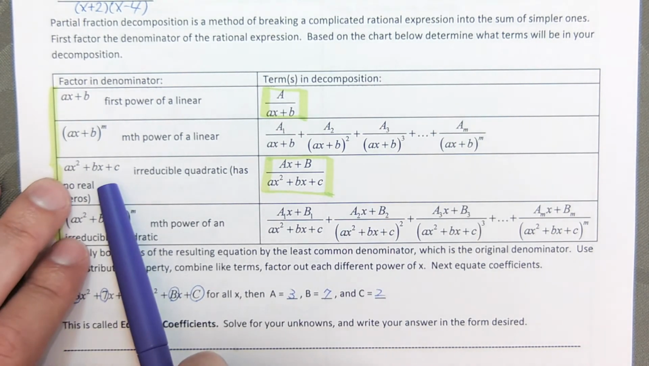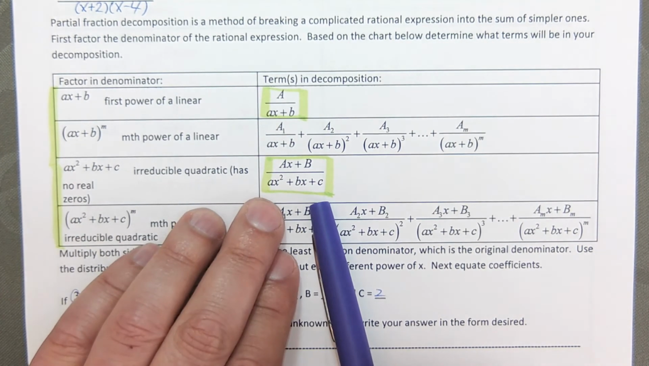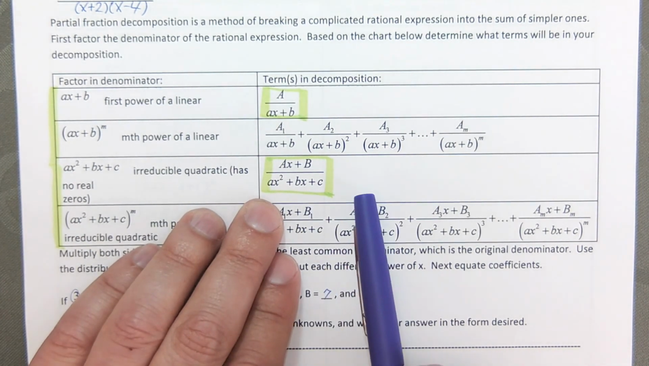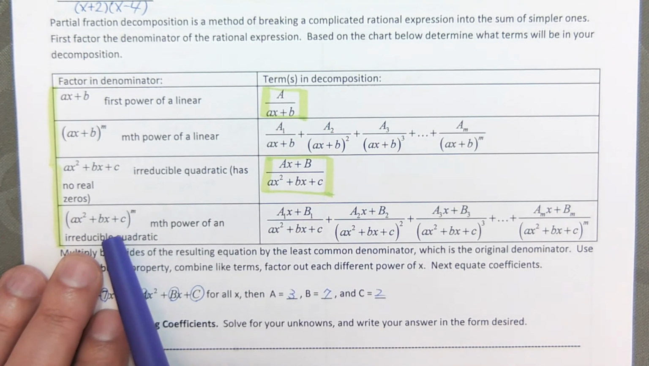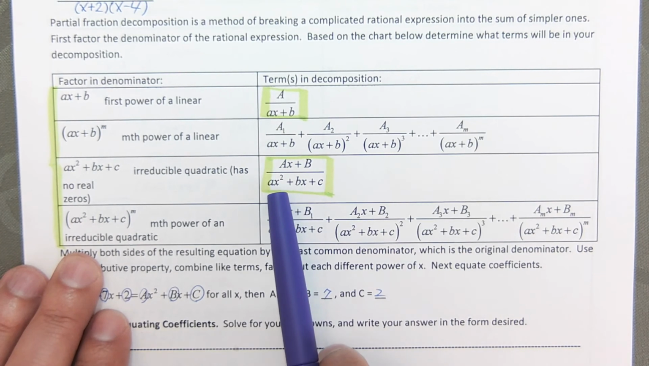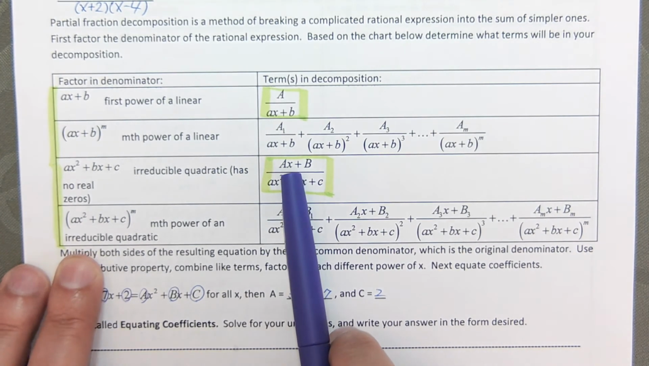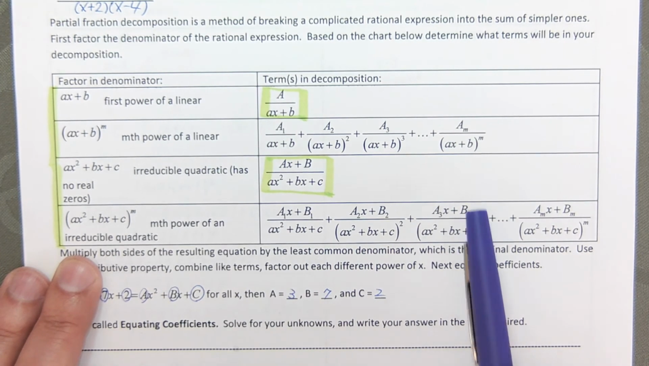If we can't factor a quadratic, then we set it up like this. And we'll run into one of those, and I'll show you what I mean. And now here's multiplicities of a quadratic that doesn't factor, and you can see it's kind of the same thing. Notice we have a second degree down here, and we have a first degree above. You can see we have that as we're looking at that.